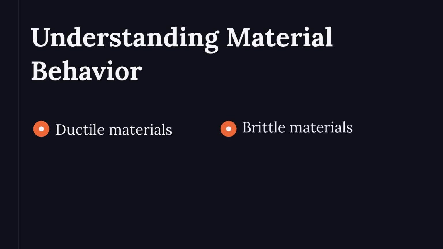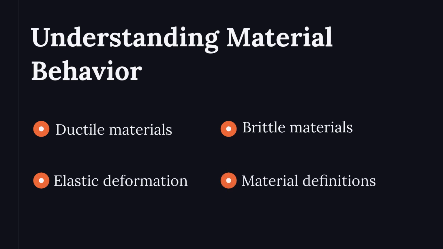Understanding terms like ductile, brittle, and elastic is essential. Ductile materials can be drawn into wires. Brittle materials fail with little deformation. Elastic deformation is proportional to force. These definitions are crucial for interpreting material behavior.